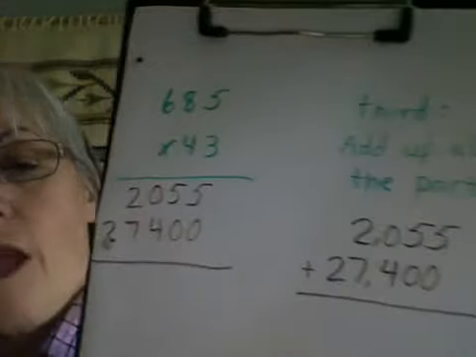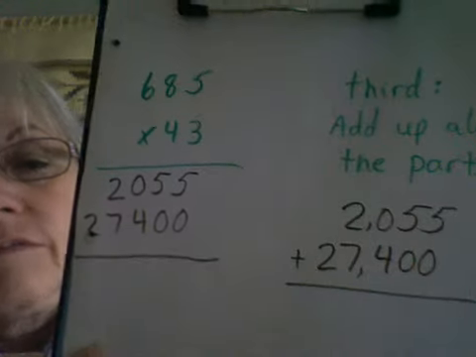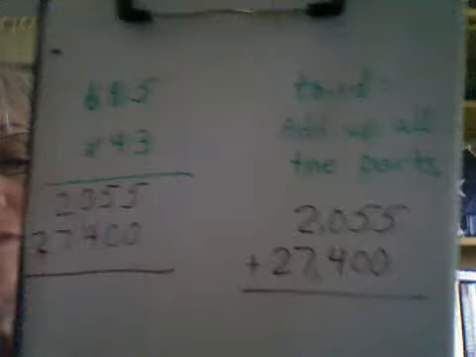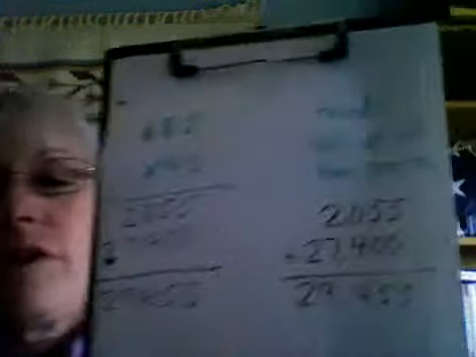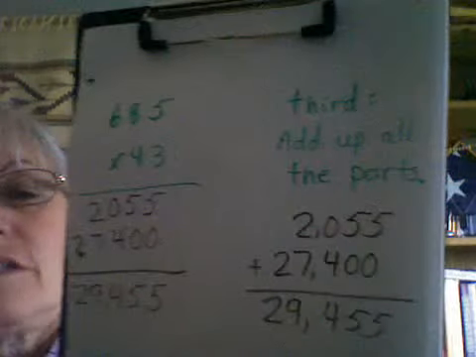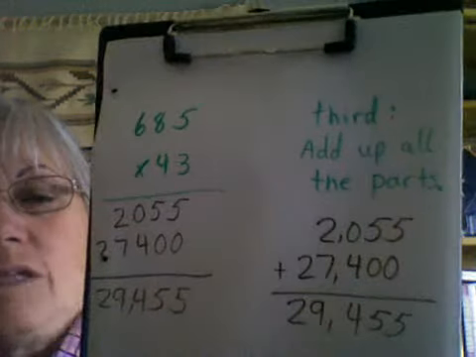And you'll see that the result is 29,455. It's just a matter of knowing your multiplication facts, understanding how the parts of the multiplication problem work, and then adding them all up together.